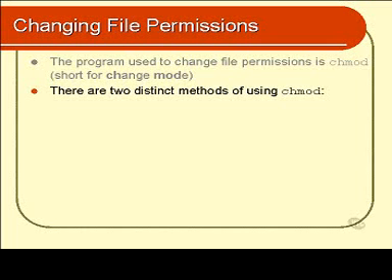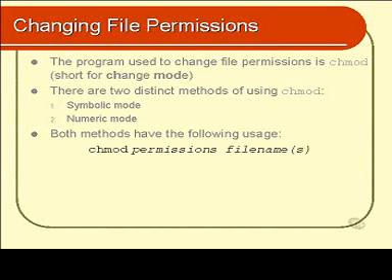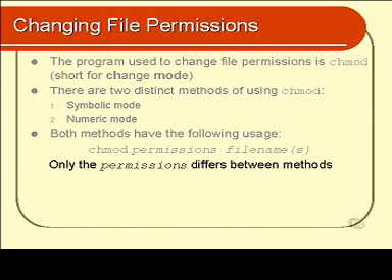There are two methods of using chmod. First is called symbolic mode and the second is called numeric mode. They both achieve the same thing but in slightly different methodologies. No matter which one you use, they all look like this. You type in chmod, the name of the program, followed by the permissions that you wish to set in either symbolic or numeric notation, then followed by the file name or file names that you wish to modify the permissions for. And depending on whether you've chosen symbolic or numeric mode, that will just simply alter the way that you specify the permissions. Everything else will be the same.